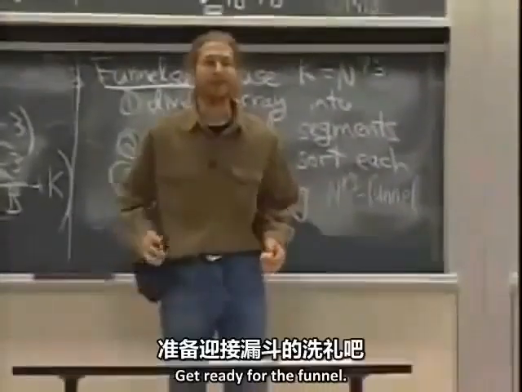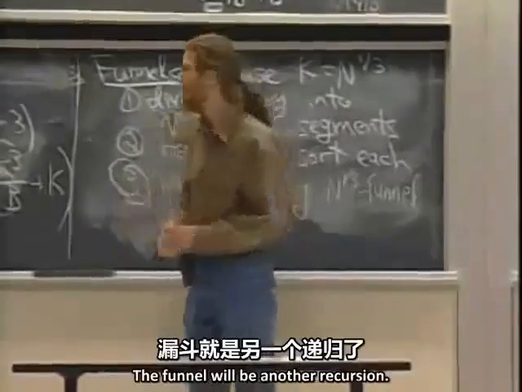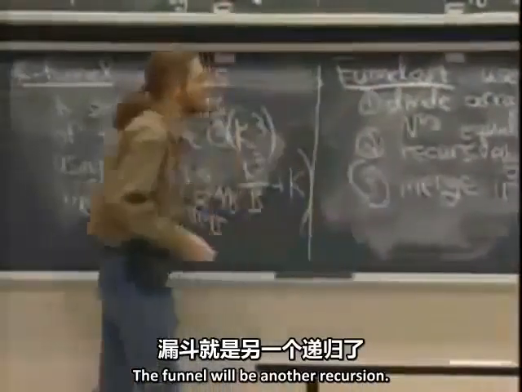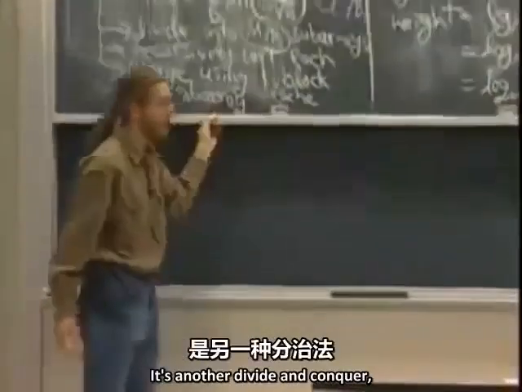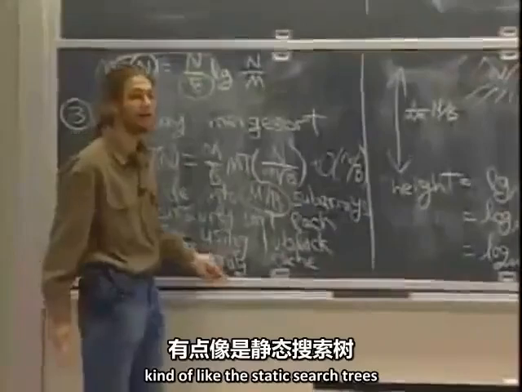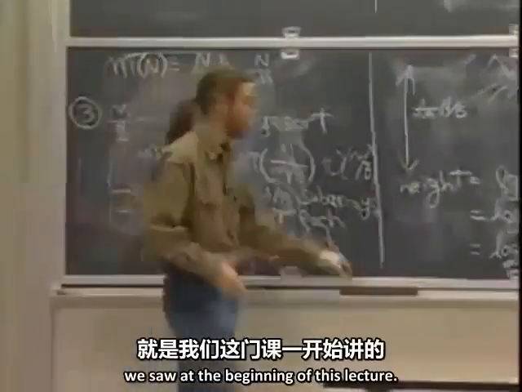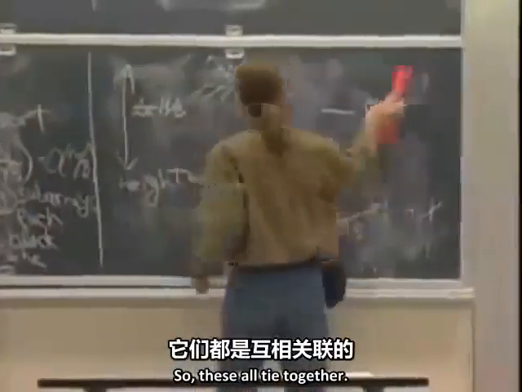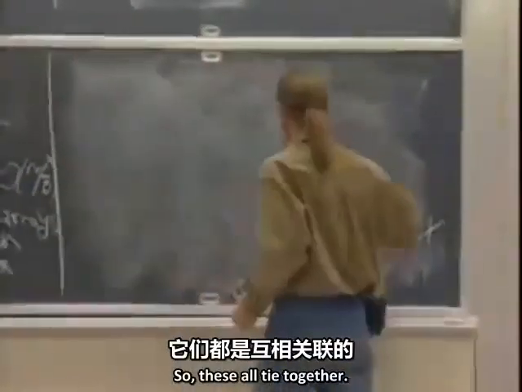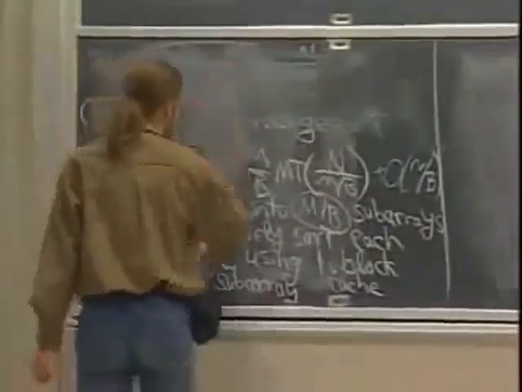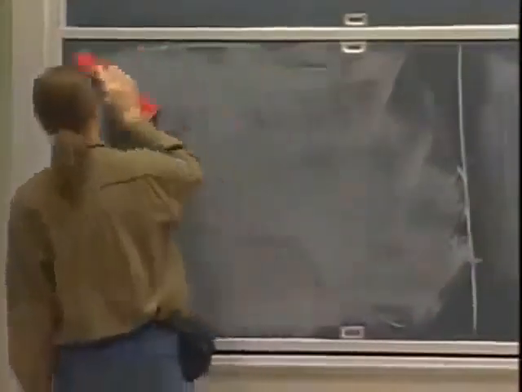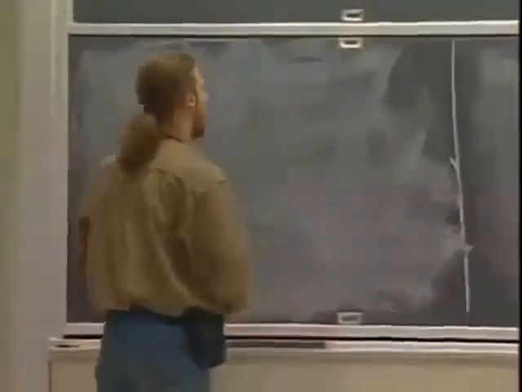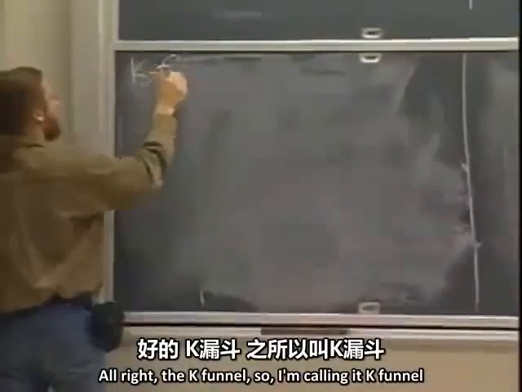Good. Are you ready for the funnel? The funnel will be another recursion. So this is a recursive algorithm in a recursive algorithm. It's another divide and conquer, kind of like the static search tree we saw at the beginning of this lecture. So these all tie together. All right, the K-funnel.